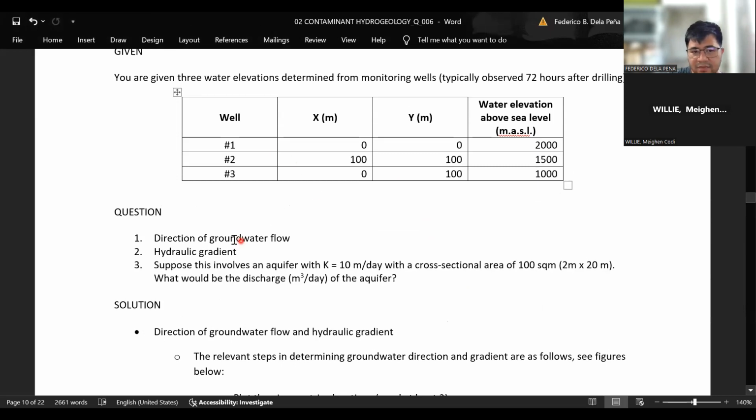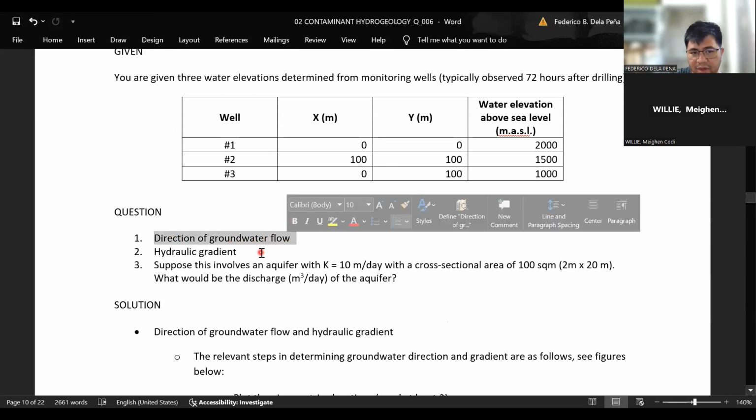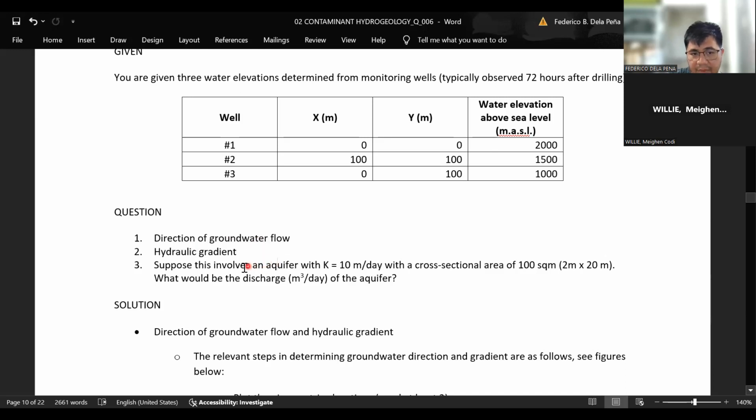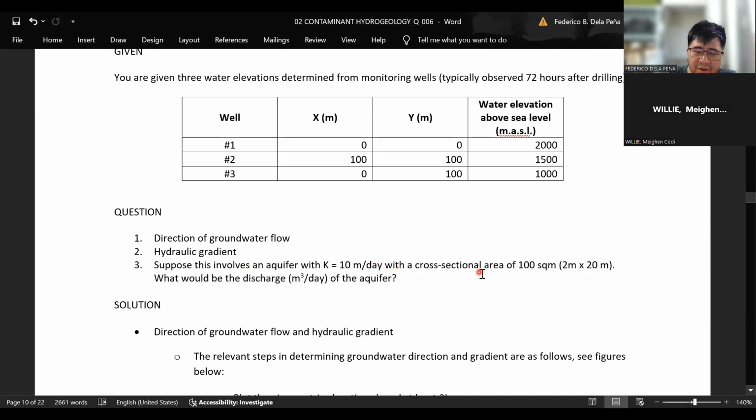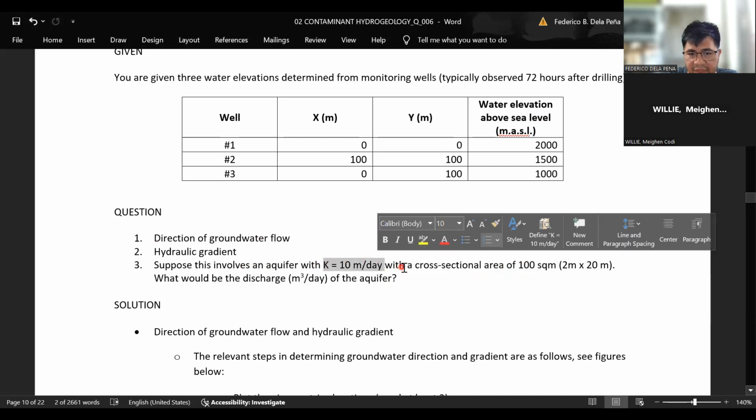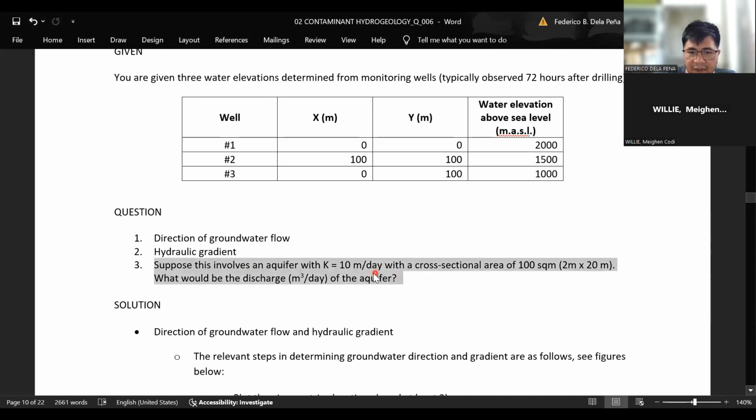Now the questions are as follows. You have to determine the groundwater flow direction, the hydraulic gradient, and you also have to estimate the discharge given an aquifer with a cross-sectional area of 100 square meters and a hydraulic conductivity of 10 meters per day. Problem three, you can worry about that later. You can forget about that for now. Let's just focus on questions number 1 and number 2.